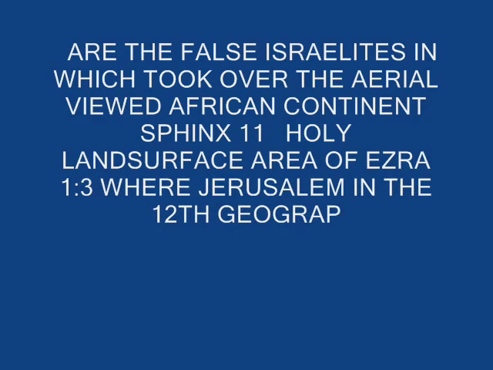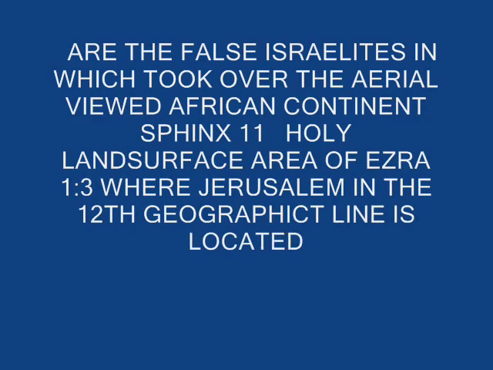So now what? That's Ezra chapter 1, verse 3. It says, let us go up to Jerusalem, which is the 12th line, falling off the African continent into the water. And the 11th line is Judah. The African line sphinx of Judah, that we now see couched down upon the Isaiah 19:19 Giza Sphinx.